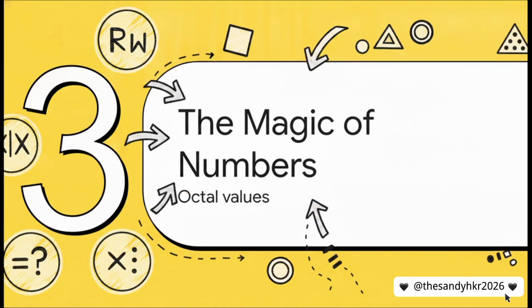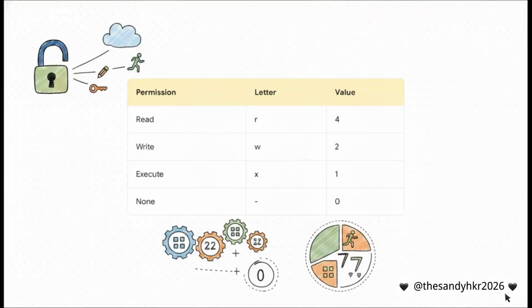Next up, section 3, the magic of numbers. Let's demystify those octal values. If you find dealing with all those symbolic letters a bit clunky, you're going to absolutely love the numeric or octal notation. It basically turns setting permissions into a really satisfying math trick. Every permission is assigned a specific number. Read is worth exactly 4. Write is worth 2. Execute is worth 1. And no permission at all, that's just represented by a dash, which is a big ol' 0.